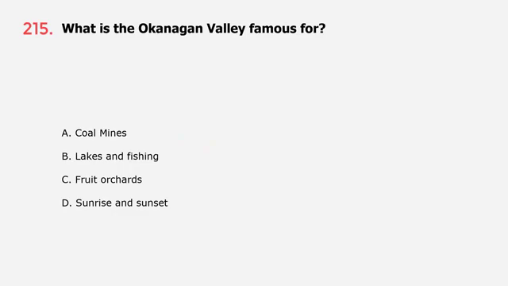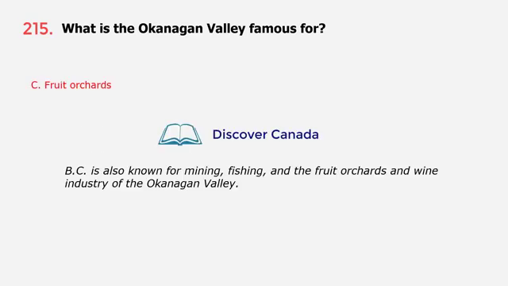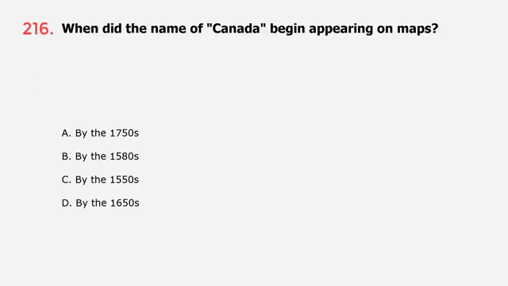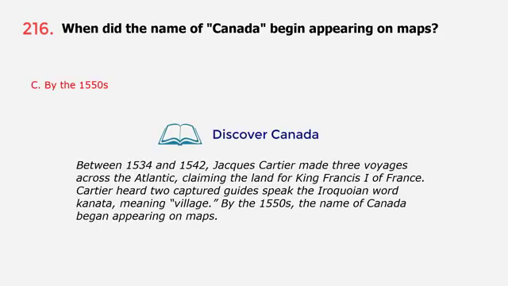Question 215. What is the Okanagan Valley famous for? A. Coal mines. B. Lakes and fishing. C. Fruit orchards. D. Sunrise and sunset. The answer is C. Fruit orchards. Question 216. When did the name of Canada begin appearing on maps? A. By the 1750s. B. By the 1580s. C. By the 1550s. D. By the 1650s. The answer is C. By the 1550s.